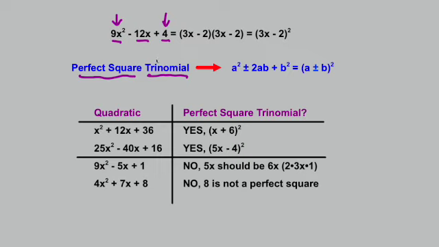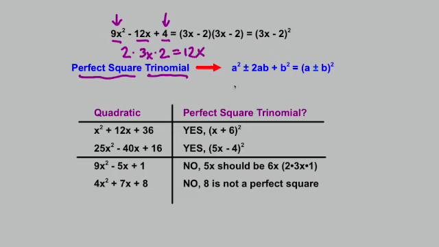And then the final check is this middle term here has to be double it. So in other words, if you were to take the square root of 9x squared, which is 3x, multiply it by the square root of 4, which is 2, and if we double that, 2 times 3 is 6, 6 times 2 is 12. So yeah, it does double. So we have 12x up here. So that's how you can check to see if this works or not.